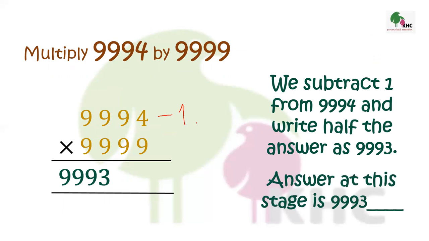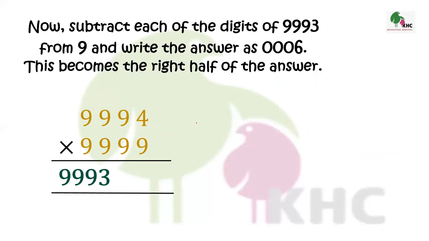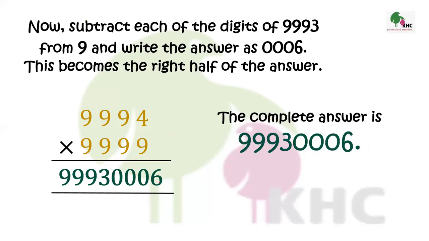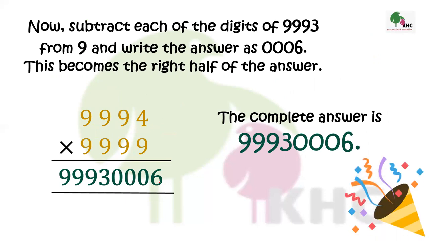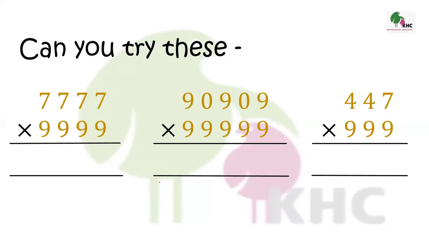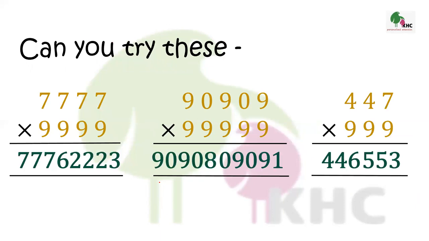After that, we are going to subtract these 4 digits from 9999, which will eventually give you 0006, because 9 minus 9 is 0, so you'll get 000, and finally 9 minus 3 is 6. Your answer is complete. So here are 3 more questions which I want you to try, and you can just verify your answers as well.